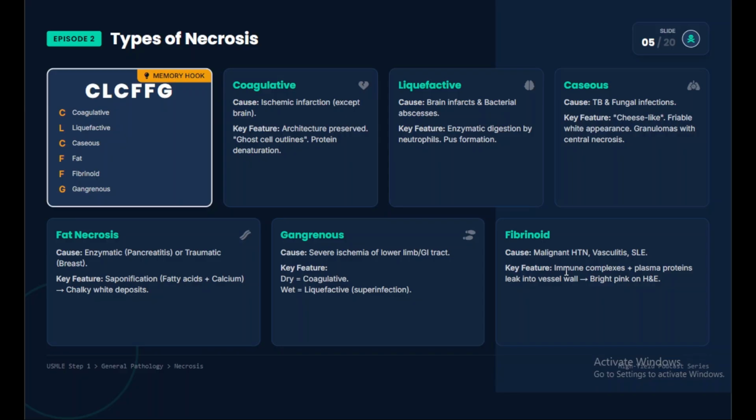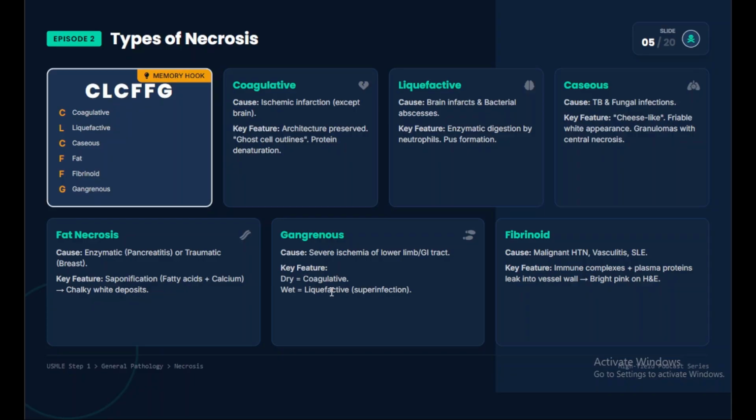Now, a quick rapid revision: coagulative necrosis is ischemia with architecture preserved. Liquefactive necrosis is brain infarct, abscess, pus. Caseous necrosis is TB, cheese-like granulomas. Fat necrosis is pancreatitis, saponification. Fibrinoid necrosis is immune complex damage in the vessels, and gangrenous necrosis is severe ischemia, and it might be dry if it is without infection, and wet if it is with infection.